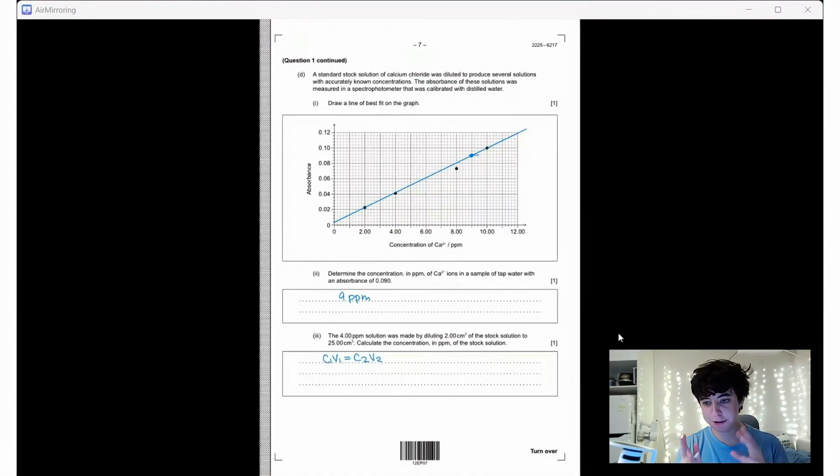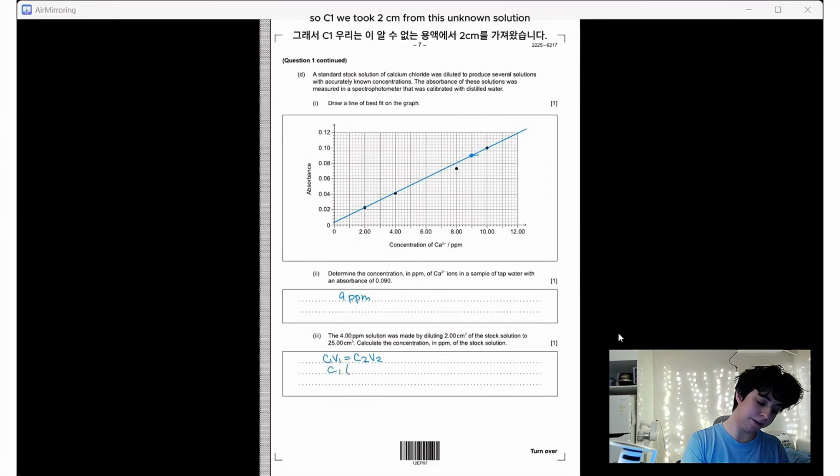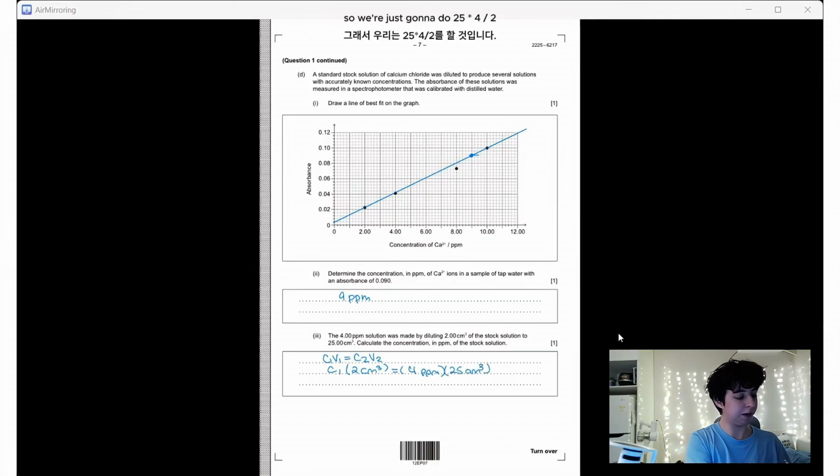Ignore that little glitch in the video. My screen randomly stopped sharing. Anyways, I also realized that I had put 4 ppm as C1. The 4 ppm solution was made, that means it's the C2. So we're solving for C1 actually. We took 2 centimeters cubed from this unknown solution, and now we have 4 ppm and 25 centimeters cubed of it. Okay, so we're just going to do 25 times 4 divided by 2. And so that's going to give us 50 ppm, which is the correct answer here. And that one is question 1. Yippee!